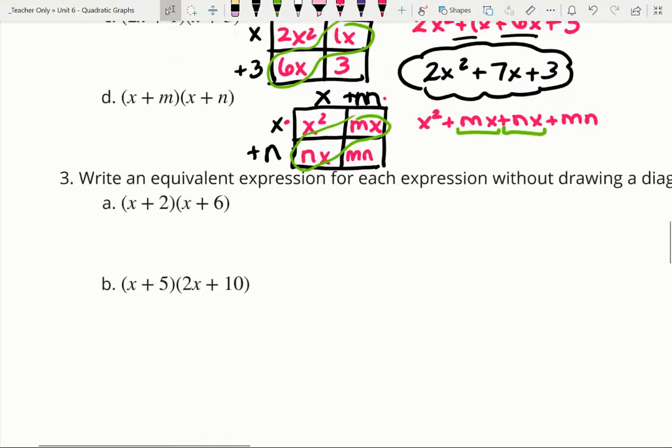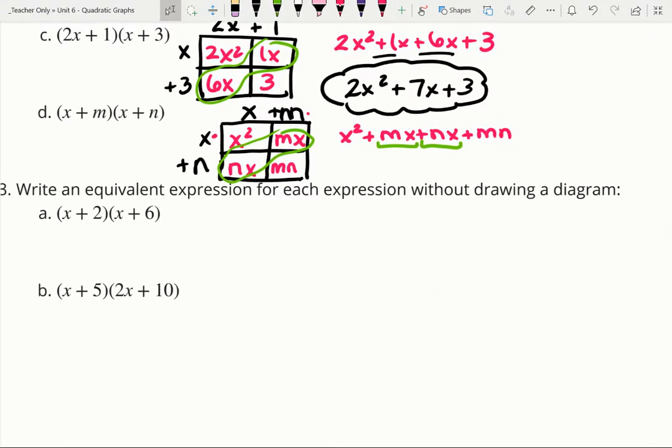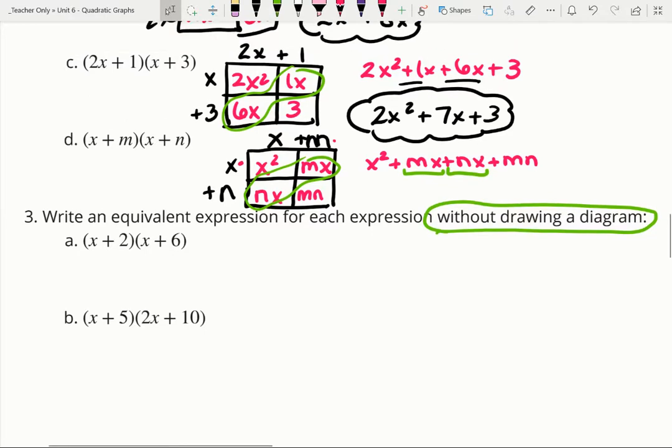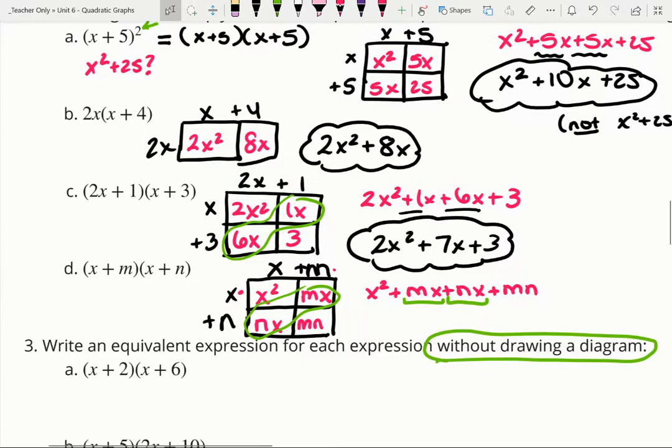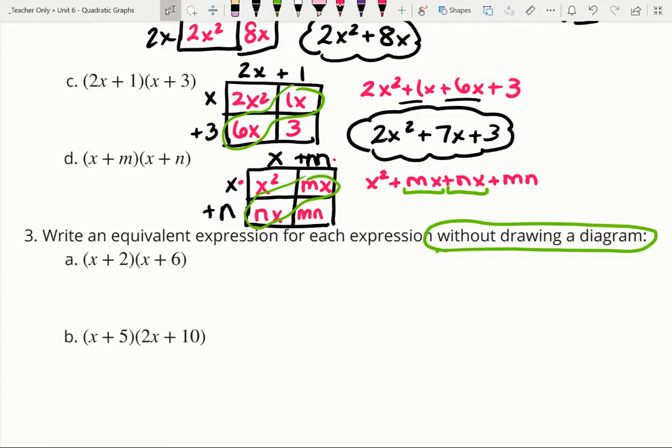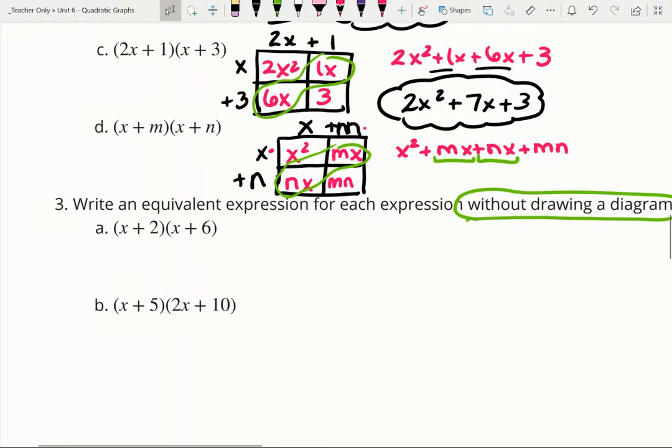Question 3 says, write an equivalent expression for each expression without drawing a diagram. So these are definitely a little bit more difficult to do without a diagram, but you may have a strategy in mind. As you were doing those earlier examples, you might have noticed something that could give you a strategy. If you feel like, I didn't notice anything at all, Miss Wombled, that's okay. What I'd like you to do is give these your best shot for now, knowing that you're likely to make a mistake. So please pause the video, give it your best shot, and come back when you're ready to check.